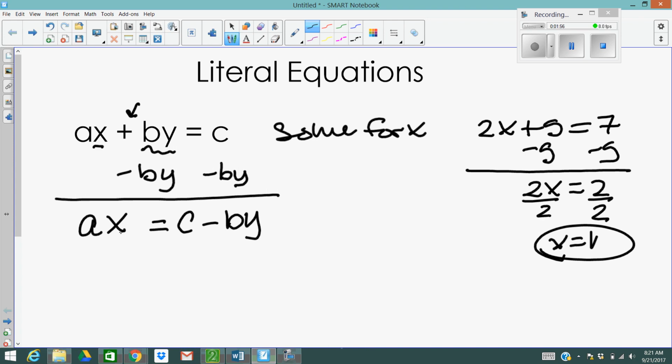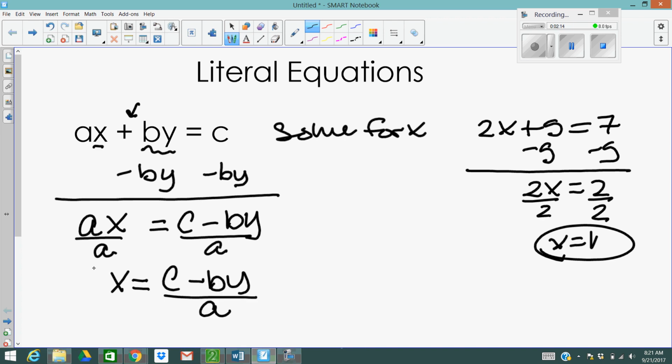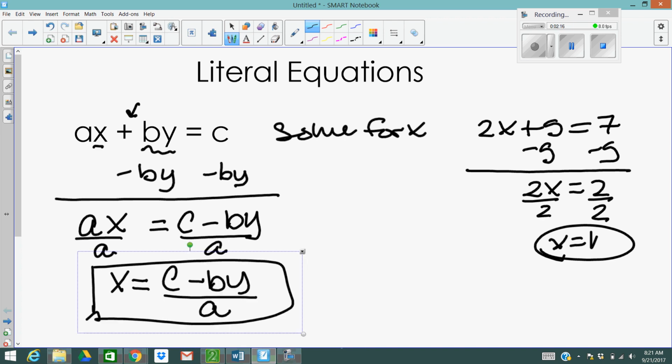Now, again, I want to isolate x. So now on the left side, I have a times x. So I get rid of multiplication by division. So on the left side, I'm left with x. On the right side, I'm left with c minus by, that whole quantity divided by a. And now x is all by itself on the left side, so it's isolated, so I've solved for x.